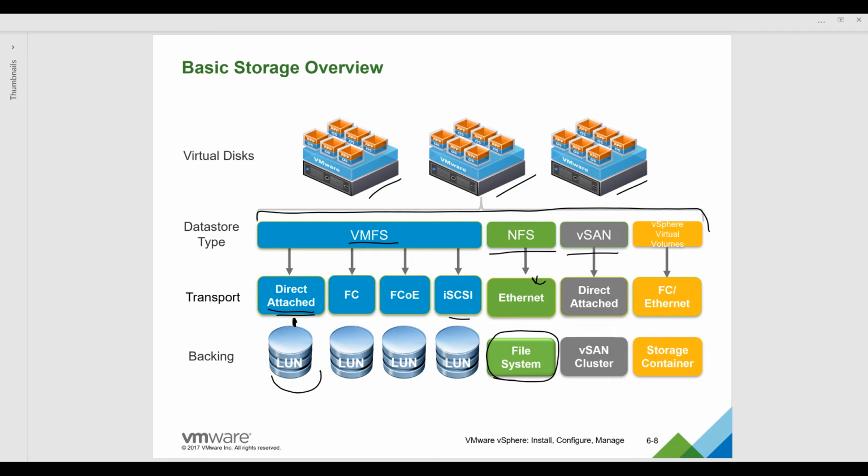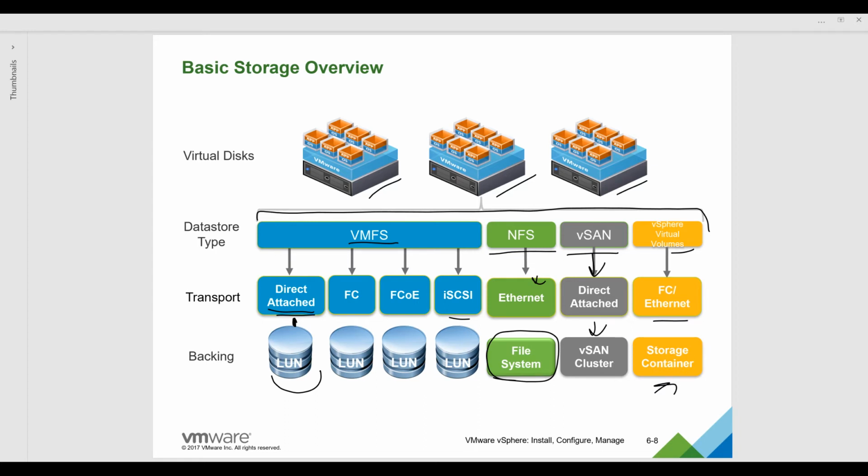We have our vSAN, which is separate from a virtual machine file storage. It's directly attached to our vSAN cluster. Our NAS storage is basically storage that is shared over a TCP/IP network at the file system level. Then we have our vSphere virtual volumes. It's connected over fiber channel over Ethernet. As you see right here, it has its own storage container.